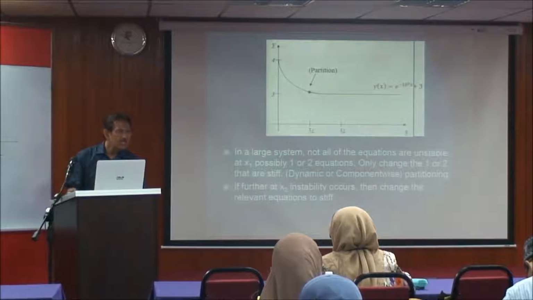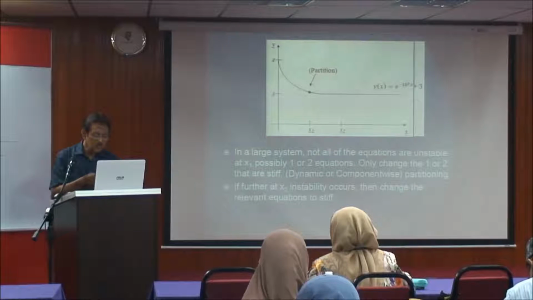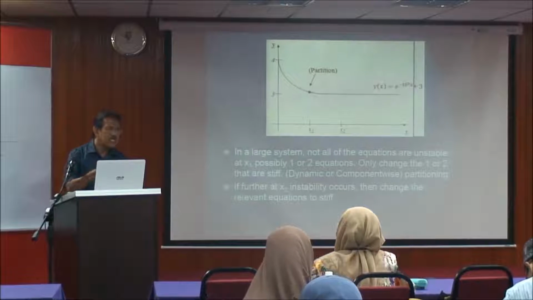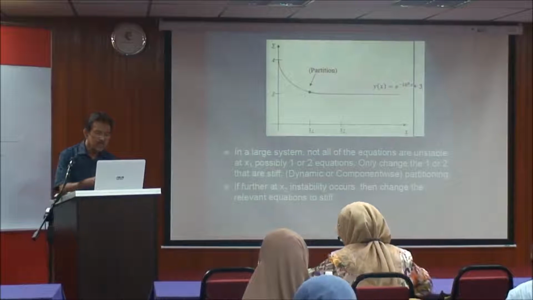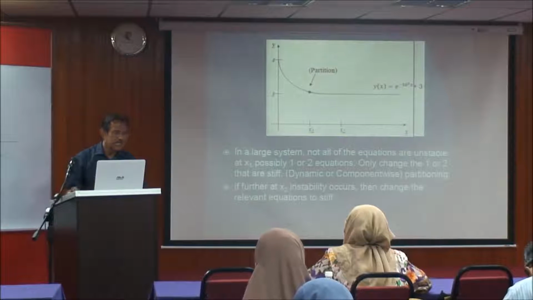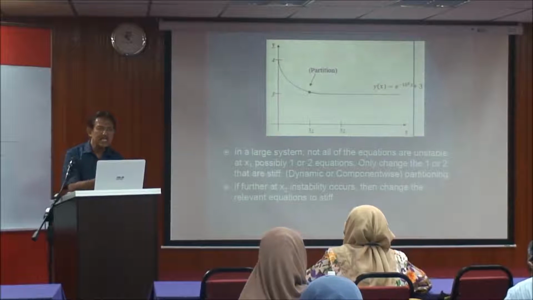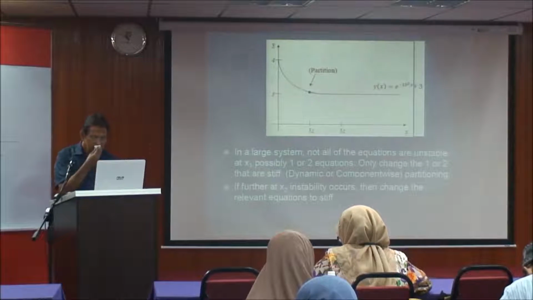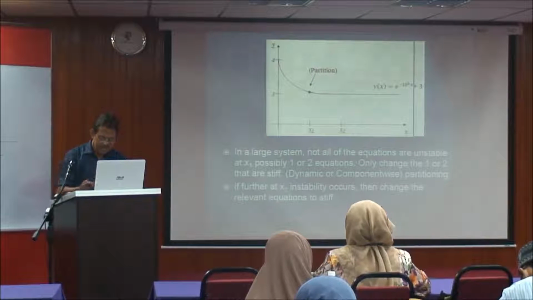That's the reason why we use so many words there. Sometimes dynamic, which is not healthy actually. Dynamic, component-wise, and progressive. Progressive: the choice of putting the equation progressively in terms of the distance. Component-wise: we look at the instability component by component, equation by equation. Dynamic: the partitioning is done as you move along. So all 3 seem to be relevant. If further attacks of instability occur, then change the relevant equation in the system that we have.